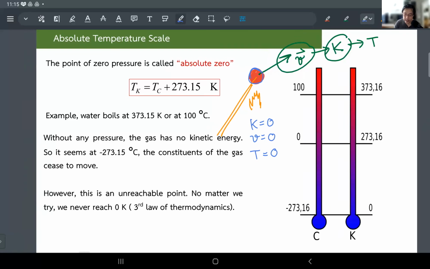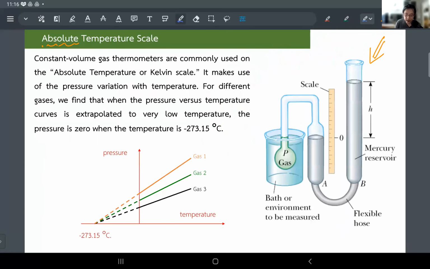That's why in this experiment right here, if you try to reduce the temperature, no matter what kind of gas, it will eventually reach the same single point, because that is the point where all of the molecules or all of the atoms in the gas stop moving. See, that's absolute zero right here, even though it's unreachable. That is a twist right there.